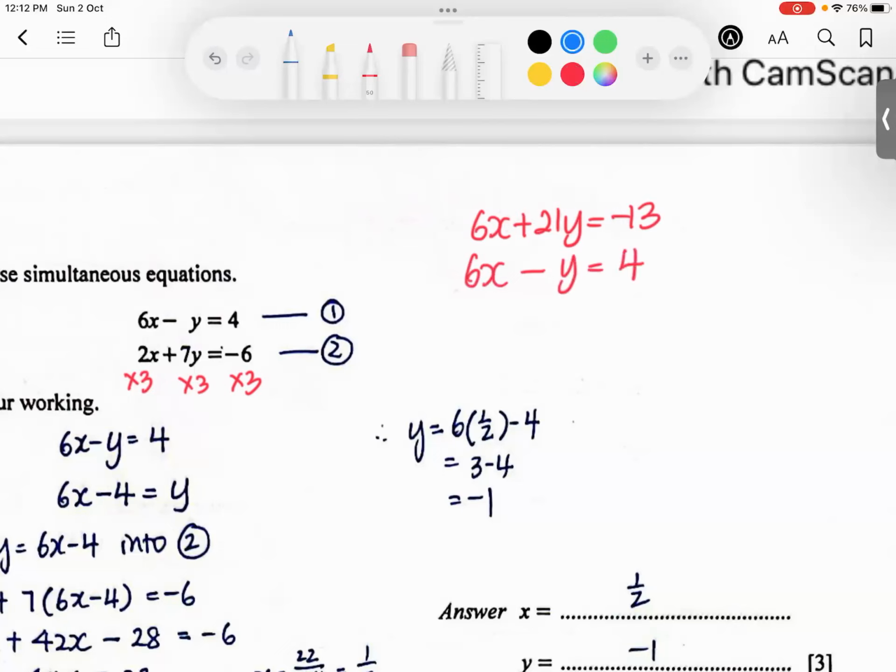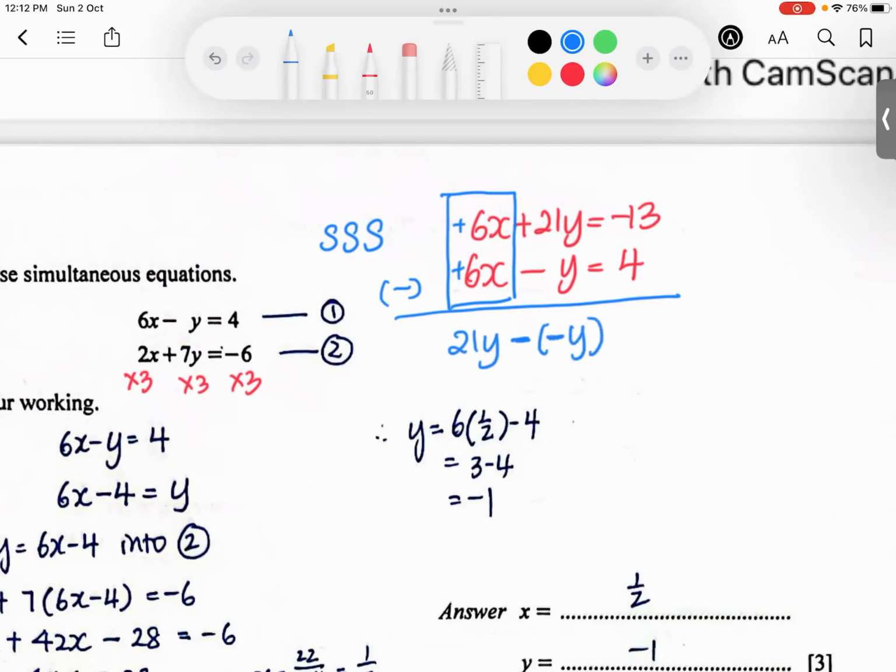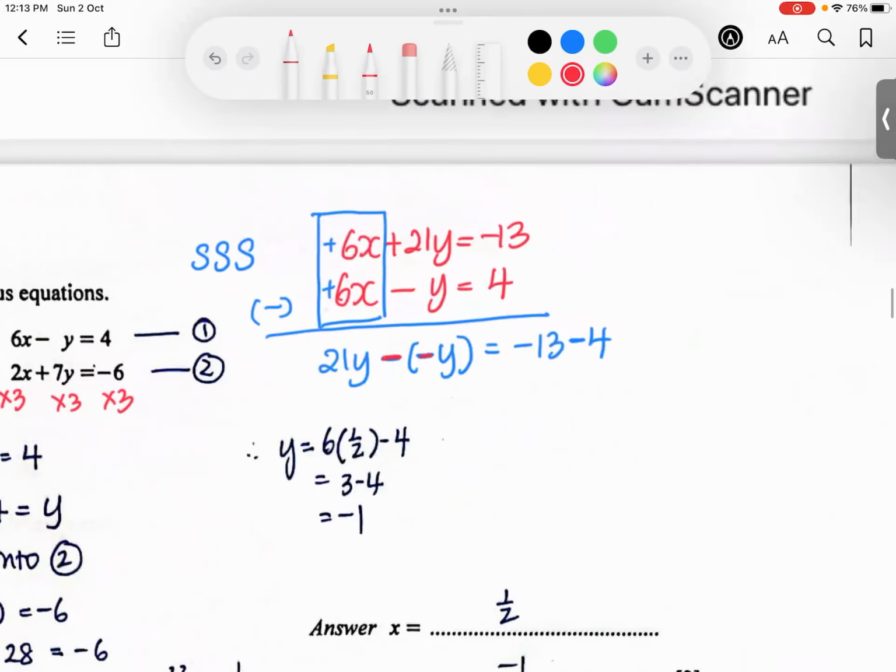Now, how do I know add or subtract? Look at the sign. I made x the same, so look at the sign for x. This is plus, this is plus. Same sign, subtract. So I'll need to do a subtraction. Then that will be 21y minus negative y equals negative 13 minus 4. Please take note, be careful, minus negative y over here. Okay, then you can proceed to find your value for y and then find your value for x.